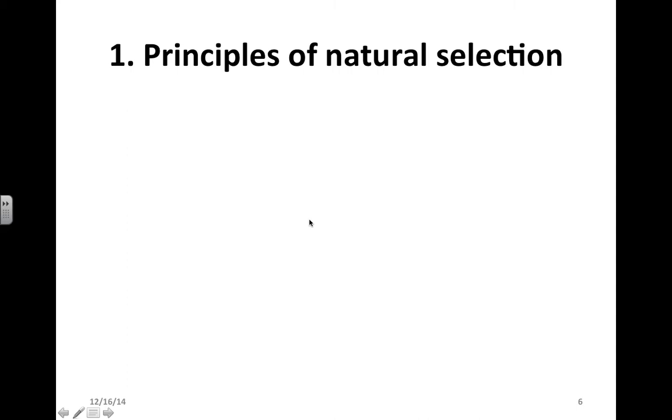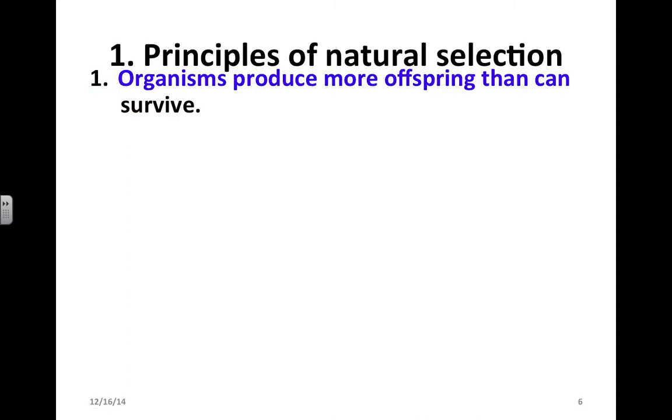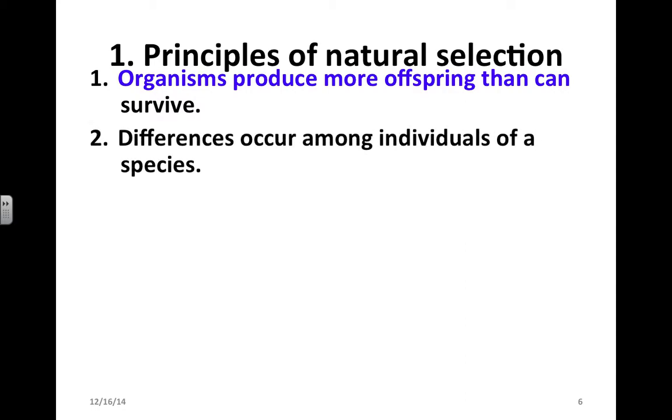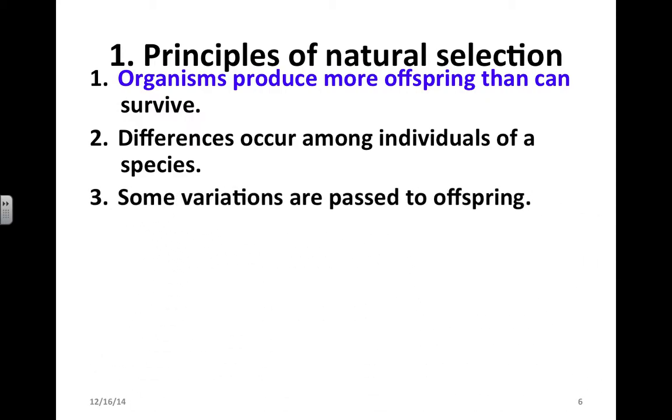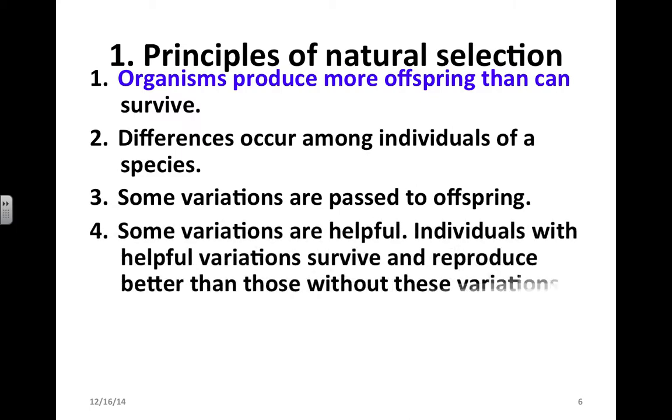So the principles of natural selection remain the same. Organisms produce more offspring than can survive. I'm not sure why that's in blue, but it is. There are differences that occur among the individuals of the species that are born. This is the variation in the traits we've been talking about. Some of these variations of traits get passed on to the offspring.